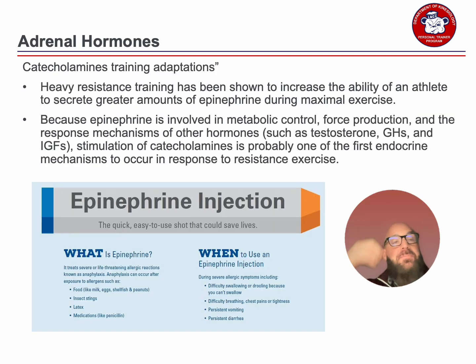Catecholamines and training adaptation. Heavy resistance training has been shown to increase the ability of an athlete to secrete greater amounts of epinephrine during maximal exercise. And think of epinephrine as adrenaline, but it's epinephrine. Because epinephrine is involved in the metabolic control, force production, and the response mechanisms of hormones such as testosterone, growth hormone, and IGFs, stimulation of the catecholamines is probably one of the first endocrine mechanisms to occur in response to resistance exercise.